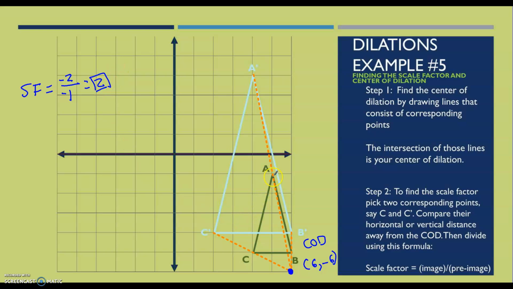And you could do this with point A and point A prime and point B and point B prime. It doesn't really matter which one you do. You only have to pick one set of corresponding points to get your scale factor.